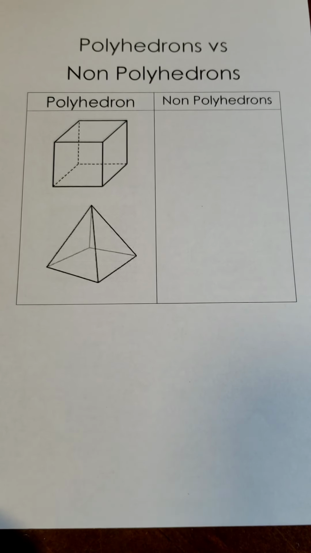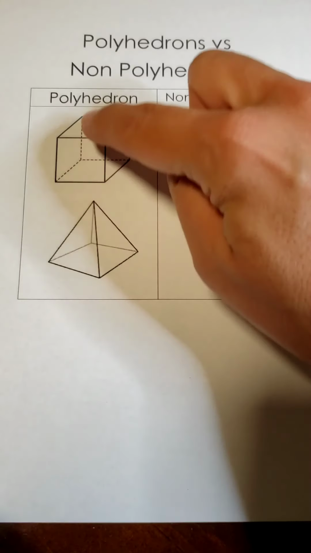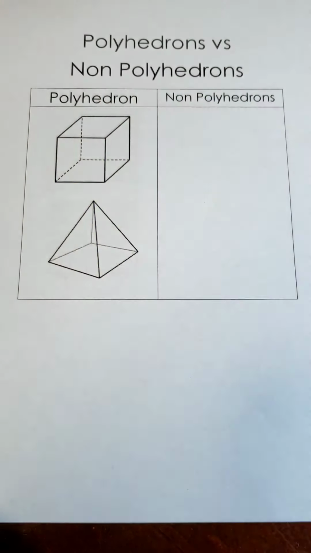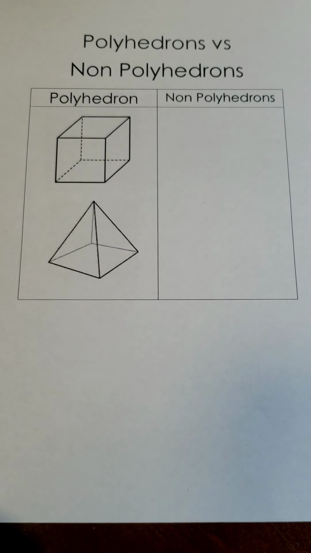Next thing we're going to do is compare polyhedrons to 3-dimensional figures that are actually not polyhedrons. All right, so I have 2 pictures here of 3-dimensional shapes that are considered to be polyhedrons. Now, if you recall from the first picture that I showed you, polyhedrons are 3-dimensional figures with faces that are polygons. If you look at these figures, all of the faces are polygons.